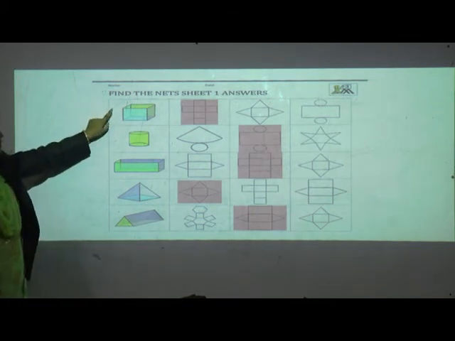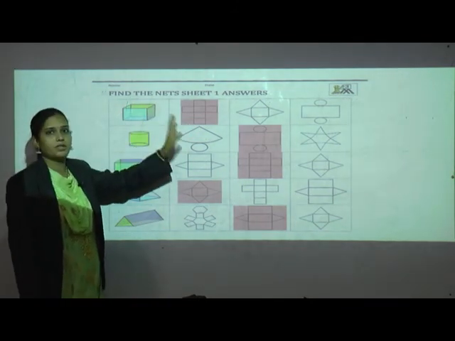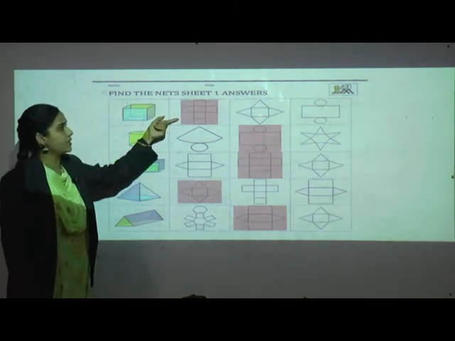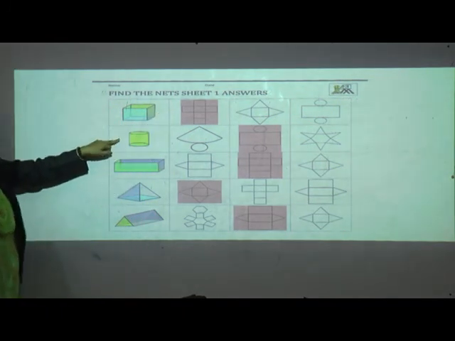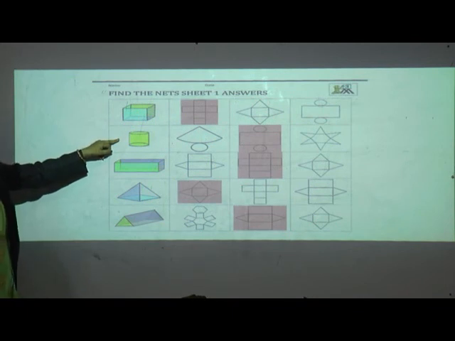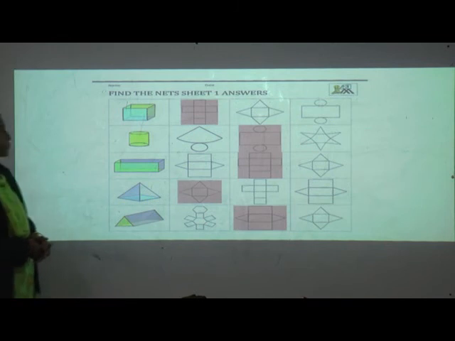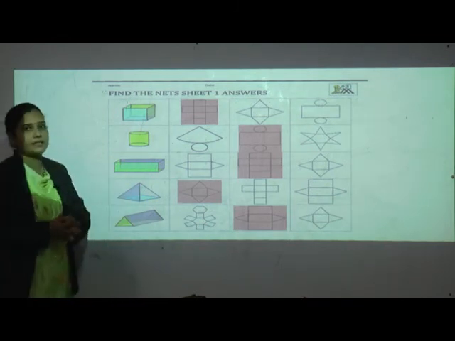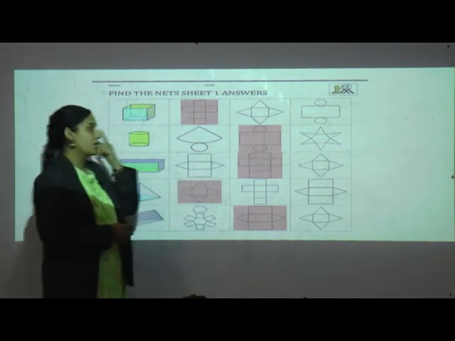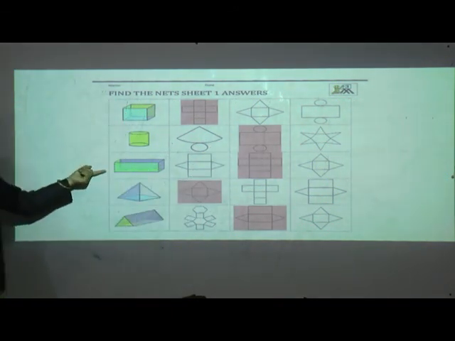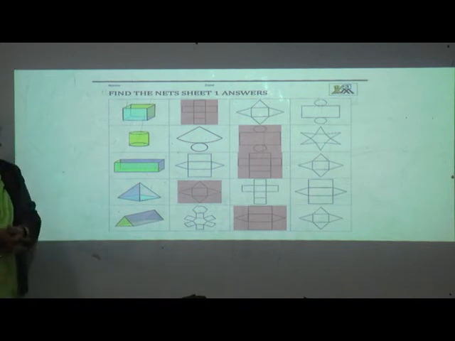See this one, a cube, isn't it? When we unfold the cube, the figure will look like this. That is called a net. Which type of shape is this? Yes, this is a cylinder. If we unfold this cylinder, we will get a figure like this. Tell me the name of this one. Yeah, this is a cuboid.